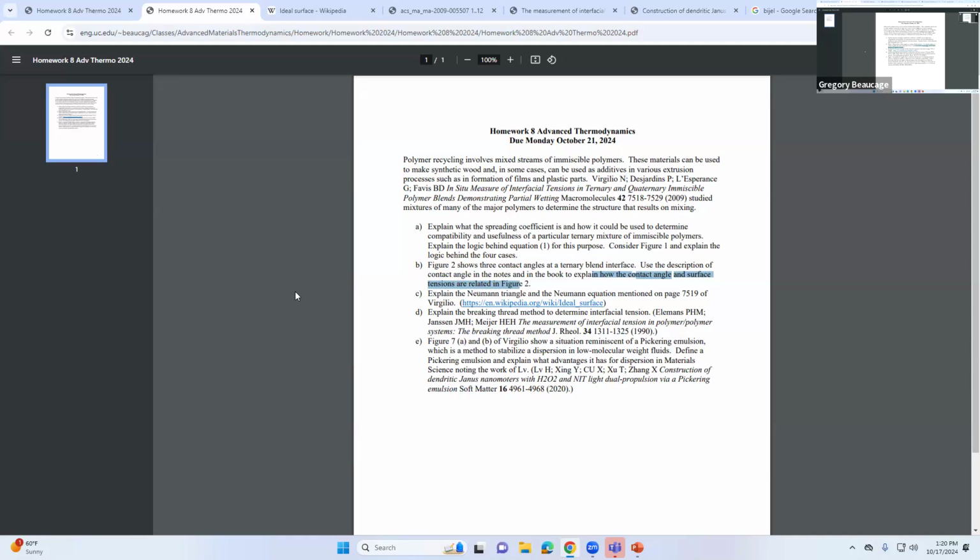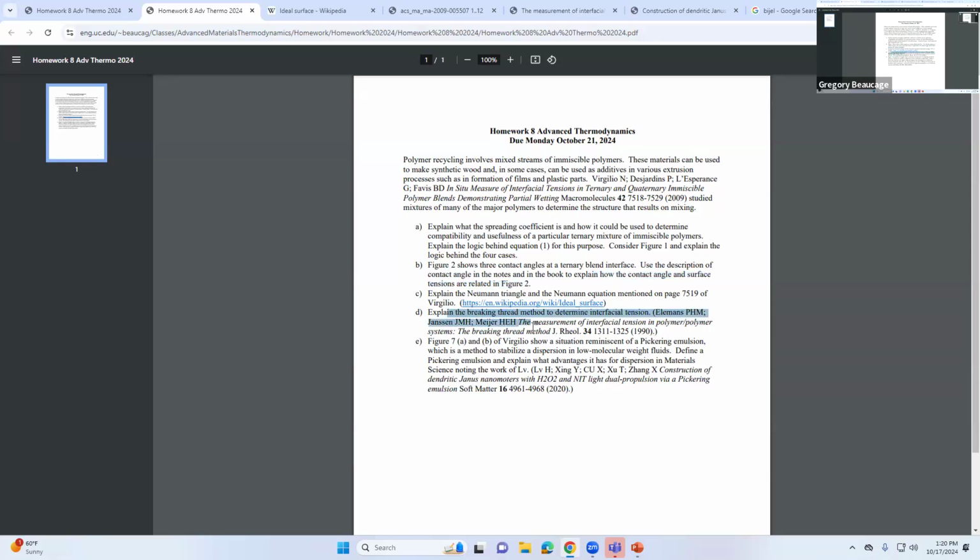But the paper is almost exactly what's in the notes and what's in the book. Like they're kind of the same. And there's a wiki page. That wiki page for ideal surfaces kind of goes through it too. So this should be enough to get it. And just ask me if it doesn't work.